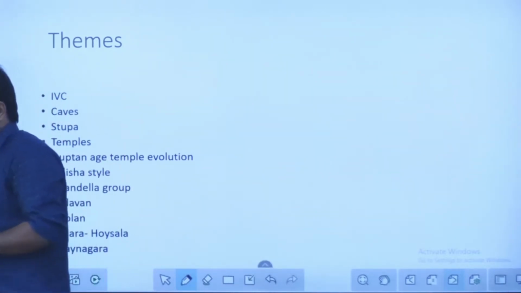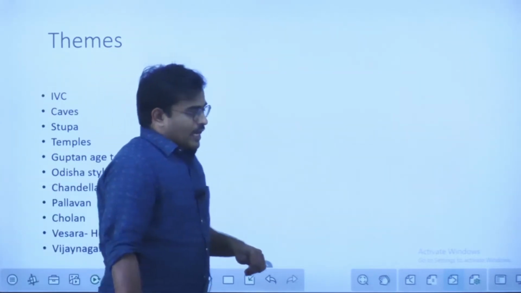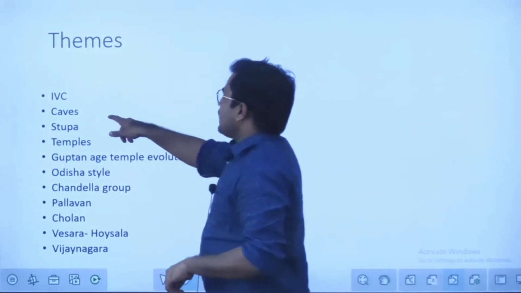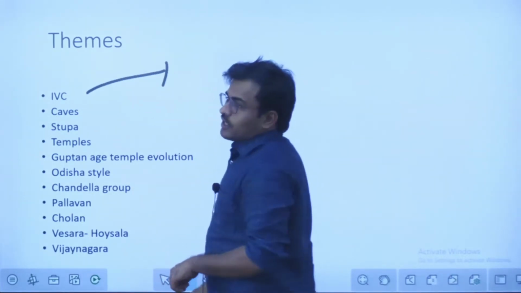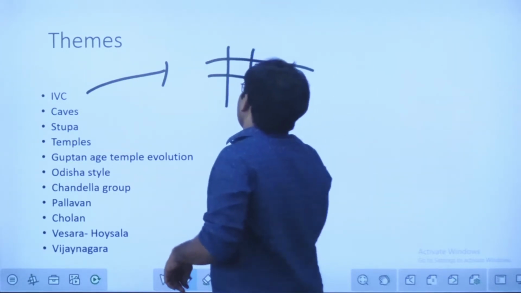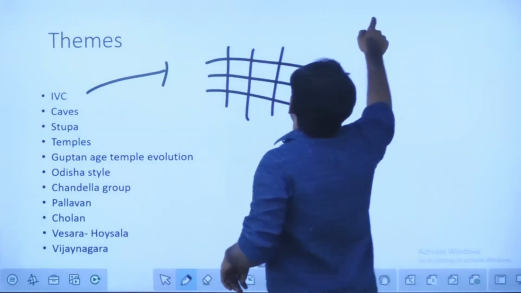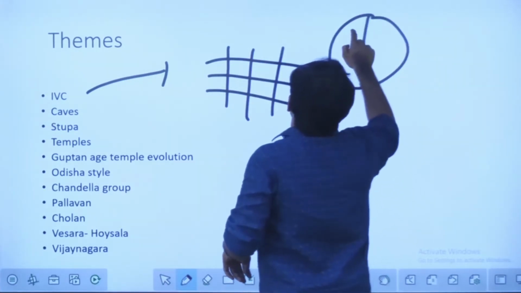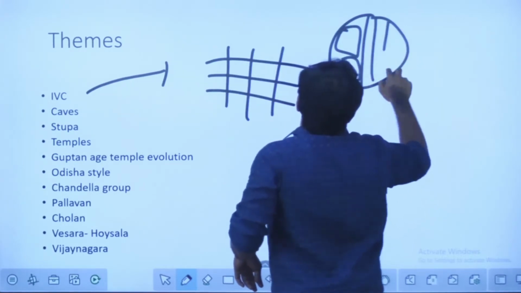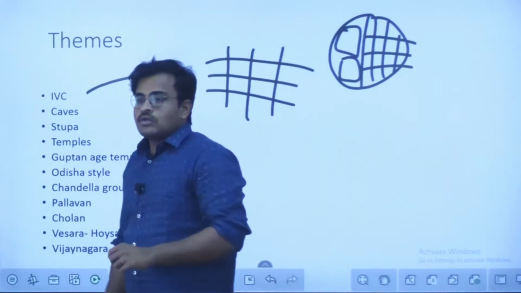When it comes to the important themes in architecture, you have to focus upon one, the question which has already been asked, the urban planning question. It can also be repeated. For that question you can draw a grid-like pattern diagram, or you can draw a diagram showing the division of the city into citadel and the lower town. It has this block format. This way you can represent it.